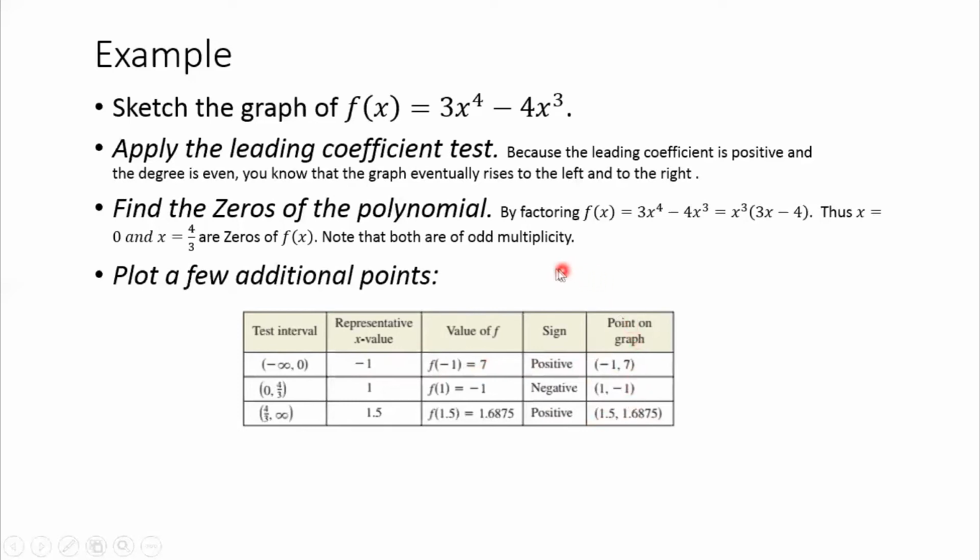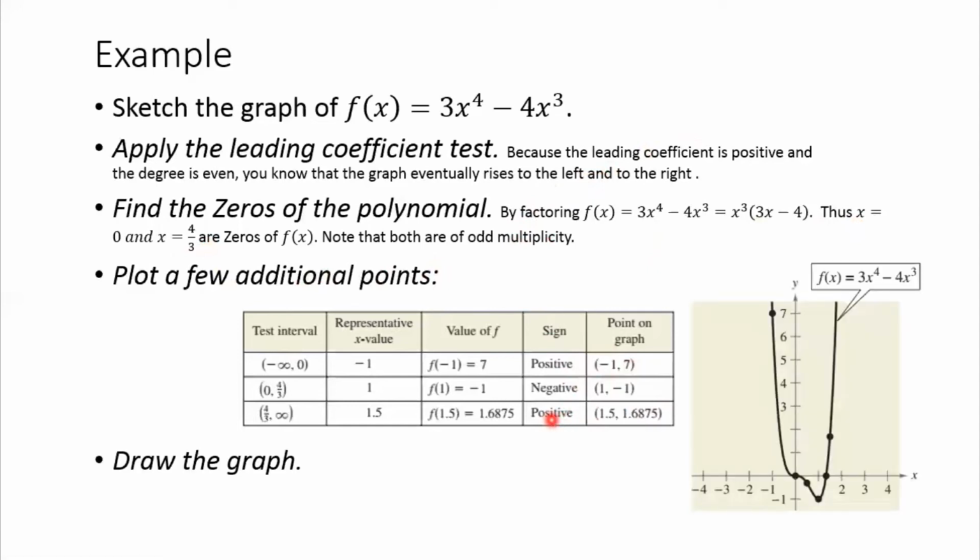So in other words, we expect that the graph starts from what? From the northwest going to northeast, then it touches the point x is equal to 0 and x is equal to 4 over 3, right? Because these are the intercepts. And also the points negative 1 and 7, 1 and negative 1, 1.5 and 1.6875. So draw the graph. So the graph is this.